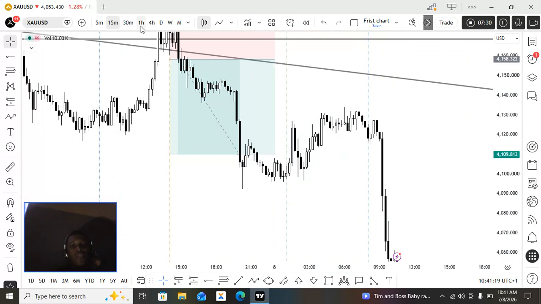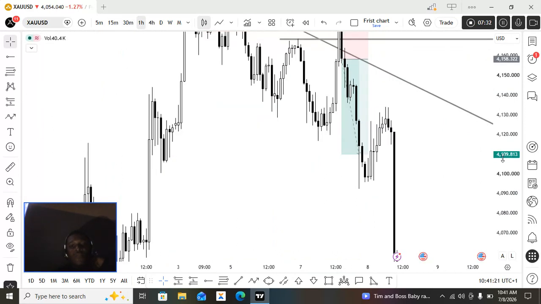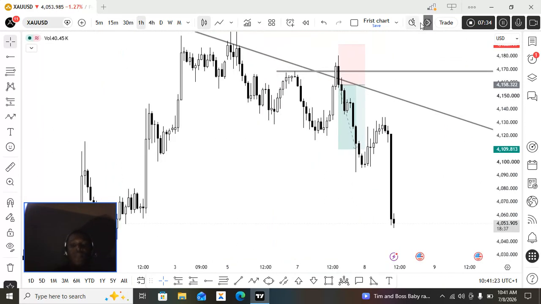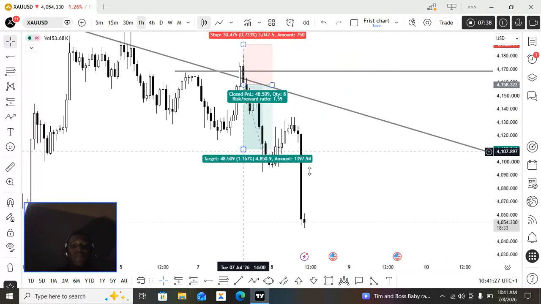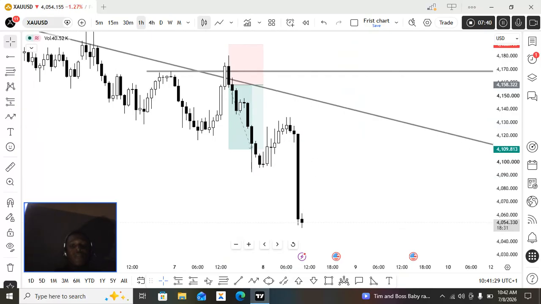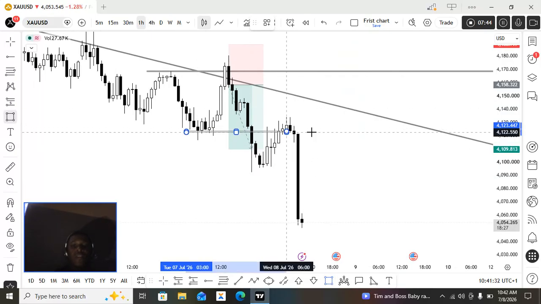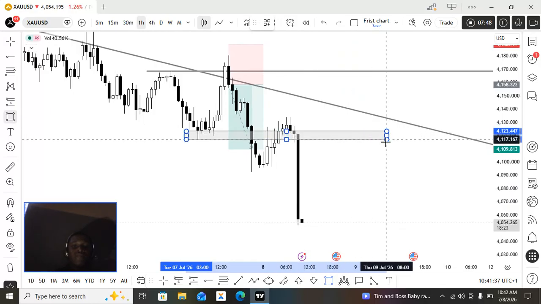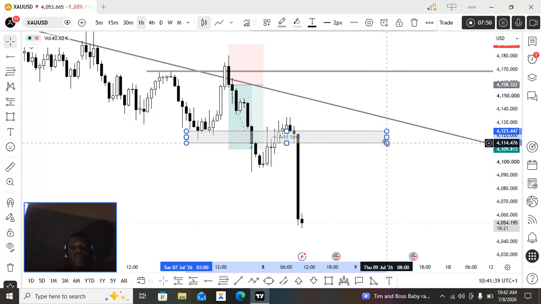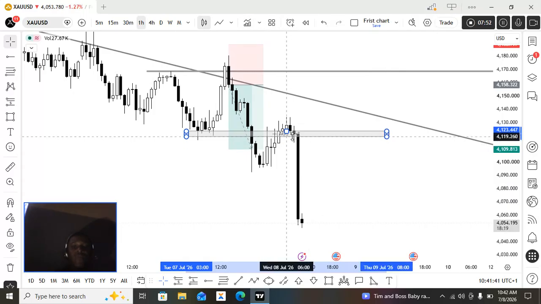So this morning again, gold moved during London and New York very well. That's why I like trading gold. This morning again, if you look, this was the previous high that was broken. Don't worry, this will all make sense now. But the previous high that was broken.